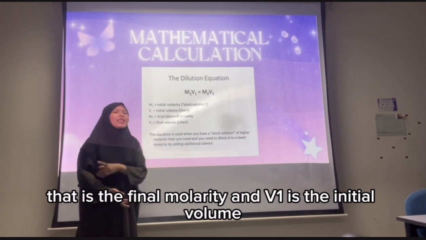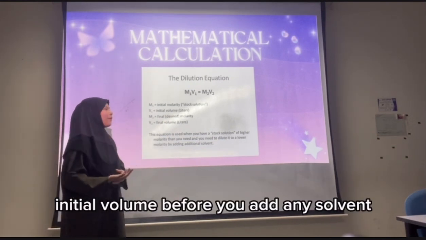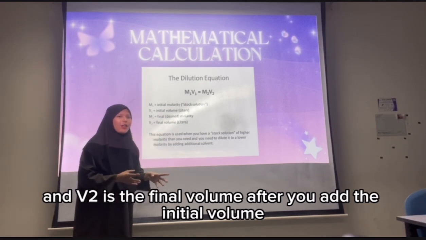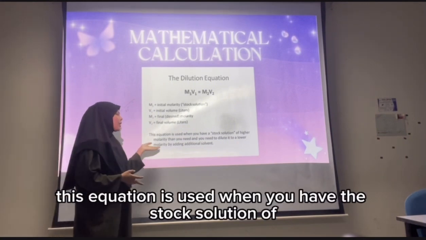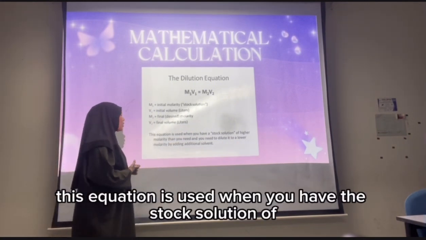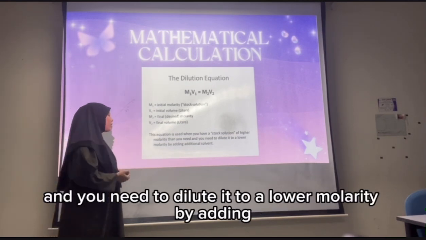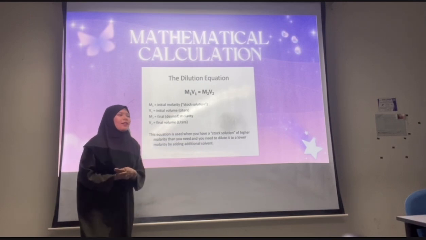V1 is the initial volume, the initial volume before you add any solvent. And V2 is the final volume after you add the initial volume and the solvent. This equation is used when you have a stock solution of higher molarity than you need, and you need to dilute it to a lower molarity by adding additional solvent.